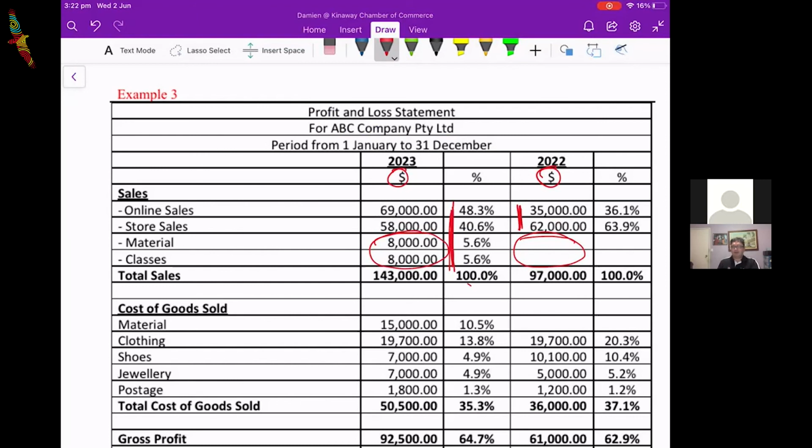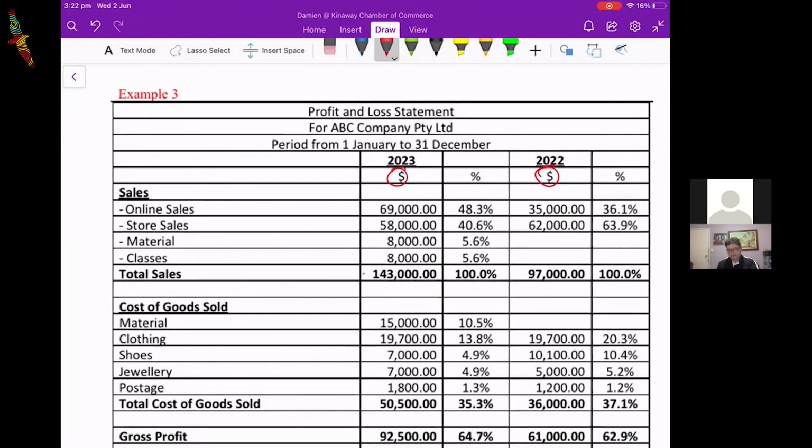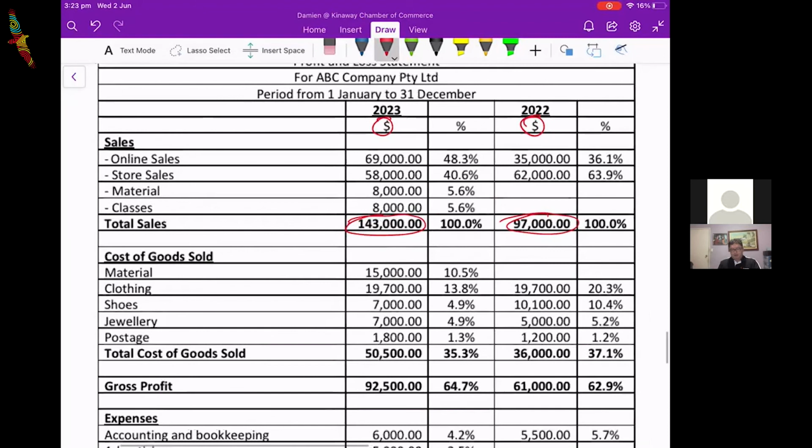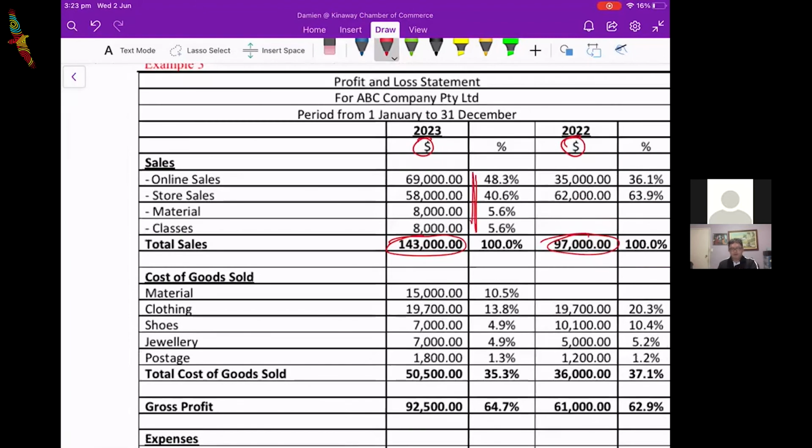So this is where the percentages are not always reliable to use, and I would be hesitant to use them in this circumstance for individual line items. And I say individual line items because for online sales, the store sales, materials, and the classes. But what I will look at though is just the total sales, and they've just increased, that's a positive outcome. Okay, and I would look at common size income statement for the year, not as comparatives.